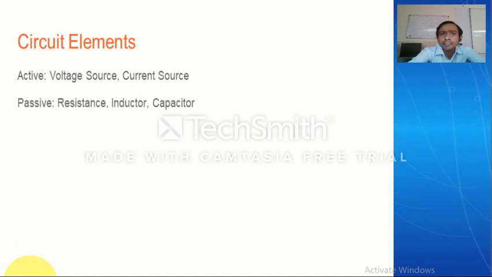Now what are circuit elements? These are also called branch elements. There are 2 types of circuit elements: active elements and passive elements. Active elements are those elements which have their own sources of energy, that includes voltage sources and current sources. And passive elements are those elements which do not have their own sources of energy, like resistance, inductor, capacitor.